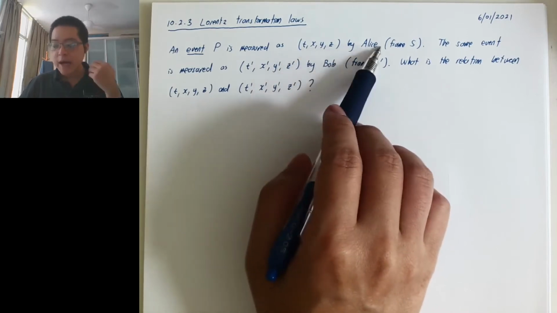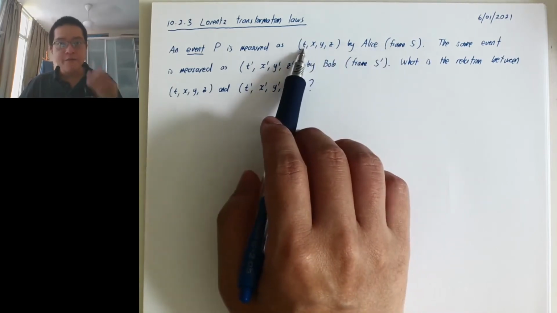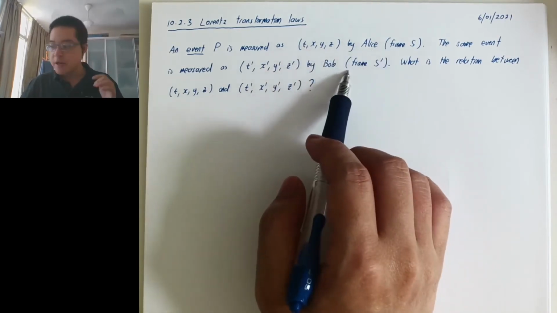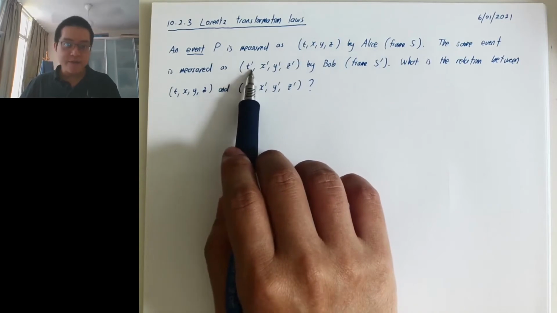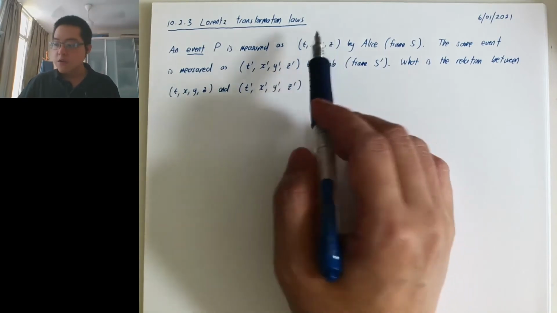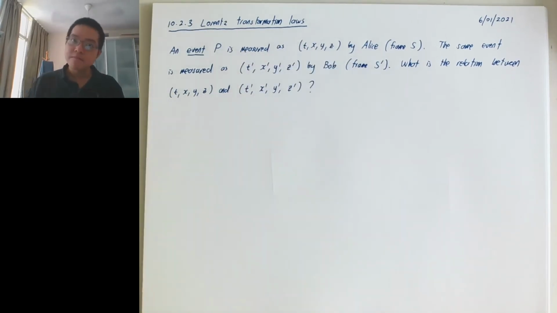That means for Alice in frame S, she will get four pieces of information t, x, y, z. But for Bob in frame S prime, he also gets a different set of 4 numbers, t prime, x prime, y prime, z prime. So these 2 sets of numbers may not be the same, right? Only the speed of light will be the same. So how do we figure out how to transform from one frame to another? Since we have learned time dilation and length contraction, we can actually derive the transformation between the two. That is what we are going to start with today.